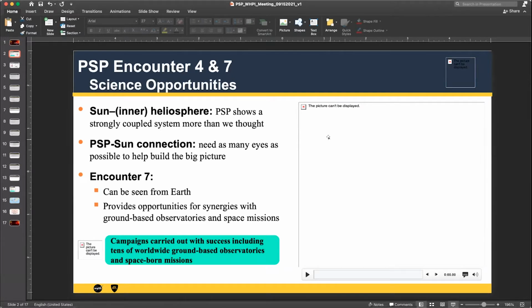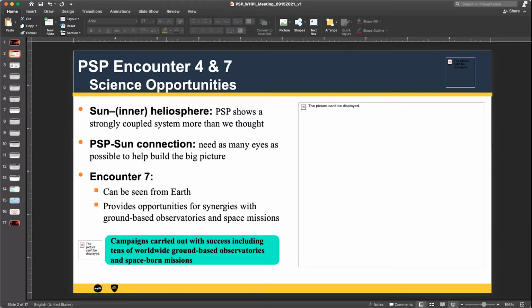Anyway, we see the Parker Solar Probe crossing the whole solar disk from east to west, and there are a lot of opportunities for synergies with ground-based observatories, but also with space missions out there.